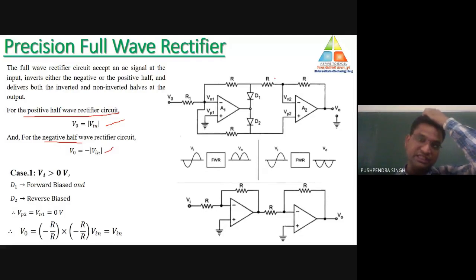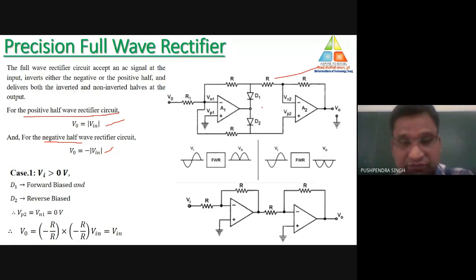Now analyze the circuit. This is the circuit diagram for designing the precision full wave rectifier circuit. Remember, by changing the direction of the diode, we can generate another type of full wave rectifier. We only need to reverse the direction of both the diodes, not a single diode. So starting with case number 1, when Vin is greater than 0, we are concentrating on this. So for the positive half cycle, what is the level of the input signal? Input signal is negative. Why?